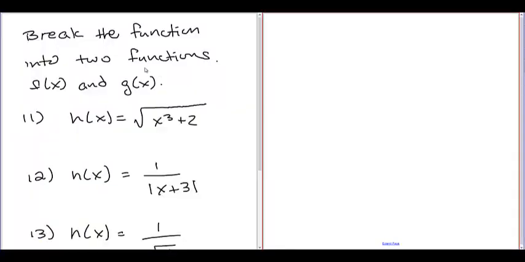Okay, so let's continue on with the composite function homework. The next group of problems is to break this function h of x up into two functions, f of x and g of x. So problem number 11: we let f of x equal the square root of x, because we have the square root of this thing, and the second part of the function is the inside. So this is problem number 11.